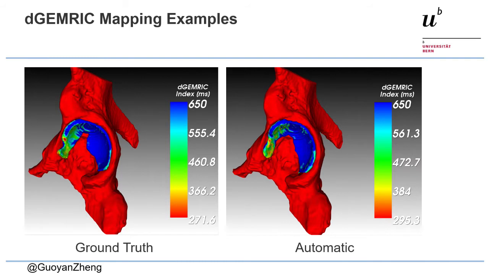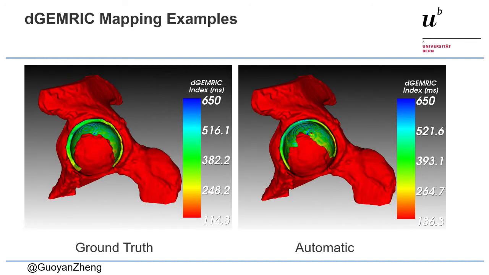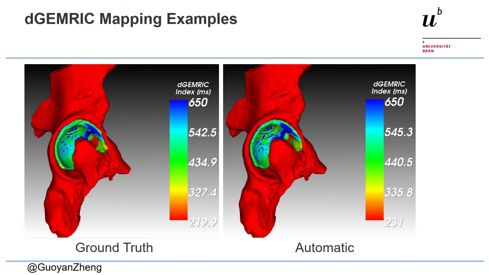Here are some quantitative examples. This side shows the manual results, and these are the automatic ones, so you can compare the shape and also the dynamic mapping. Here is another example with different morphology, and further on, another example. You can compare the manual results with the automatic ones.